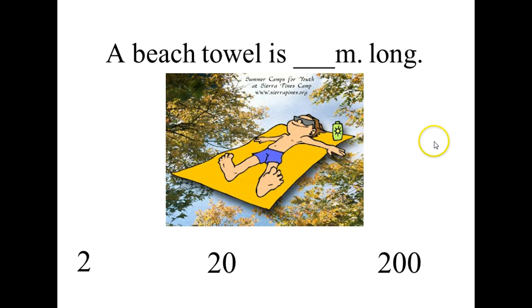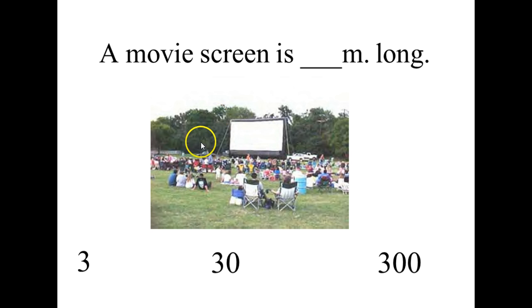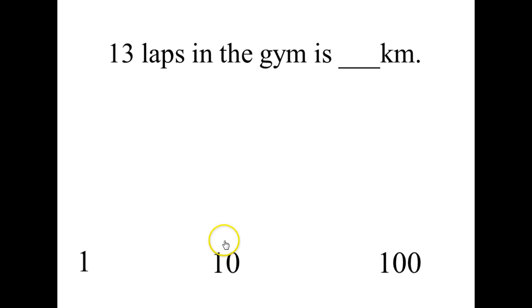When you go swimming and you got your beach towel out, it's how many meters long? If I laid meter sticks beside each other, it's going to be 2. The movie screen, this one happens to be an outdoor one. How many meters long? 330, or 300. In this particular case, it looks like it's about 3 of them. Or maybe not. Maybe 30 of them.